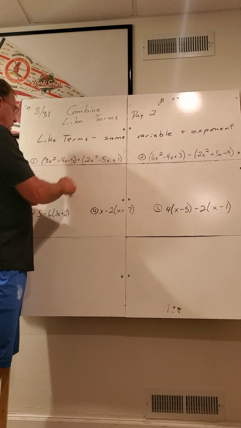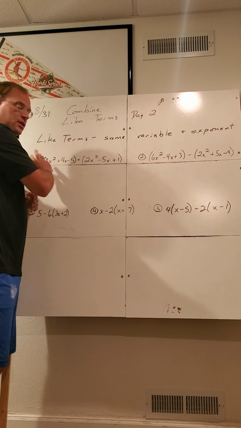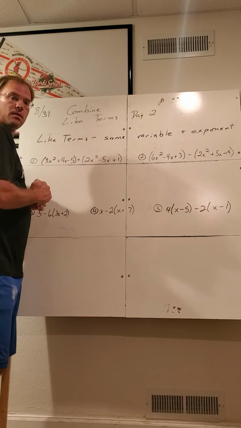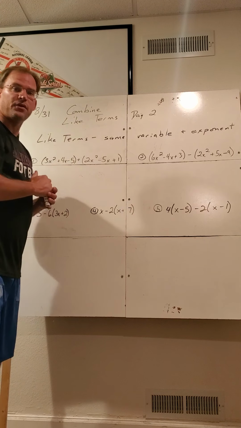Is there anything inside the grouping symbol I can simplify? So we go back to combining like terms. I got an x squared, I got an x, and I have no variable. No like terms in here, nothing can be simplified. Parentheses number 2: x squared, x, no variable, no like terms, nothing can be simplified.